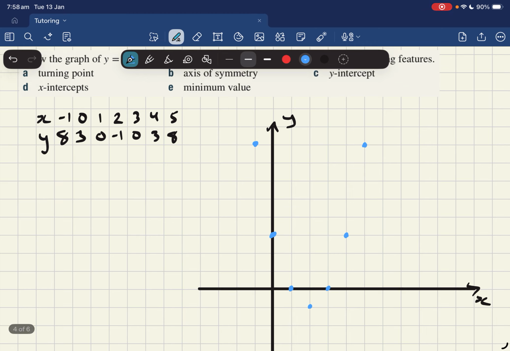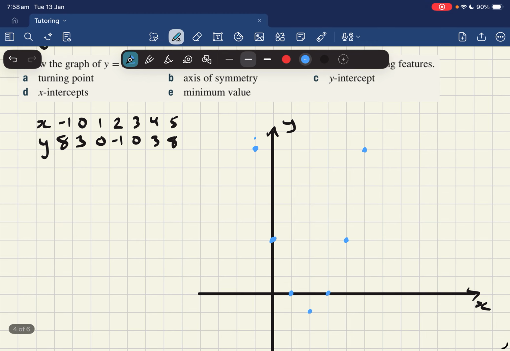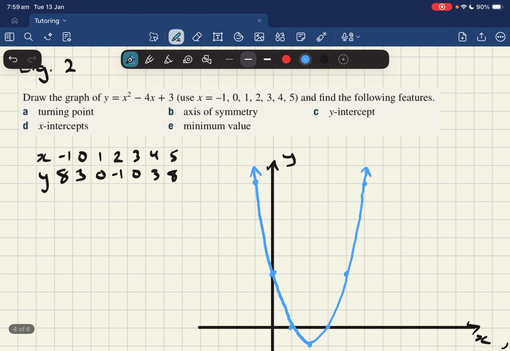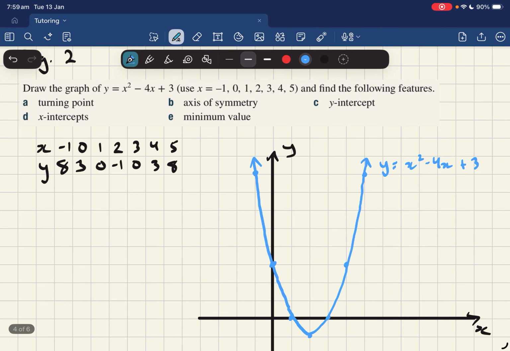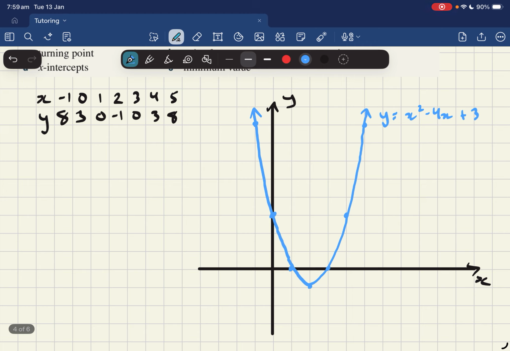So now that we have all of our points in, we just have to connect this with one continuous curve. So we want to pass through all our points. And we get something that looks like this. It'll take a little bit of practice. These are tricky to sketch out, but we have our graph, we label it, y equals x squared minus 4x plus 3. And now we want to identify all the main features. So our turning point is down here. That's at the coordinate 2, -1.